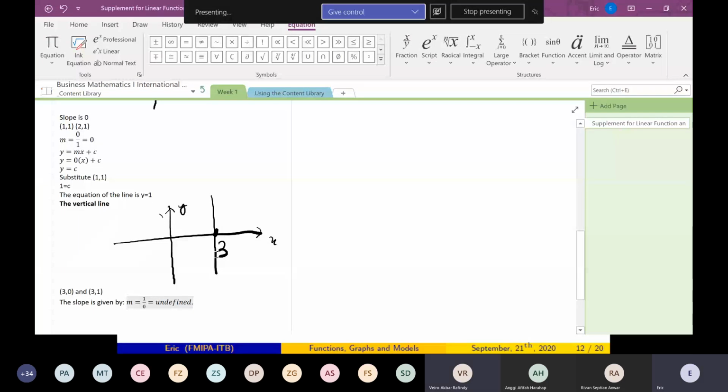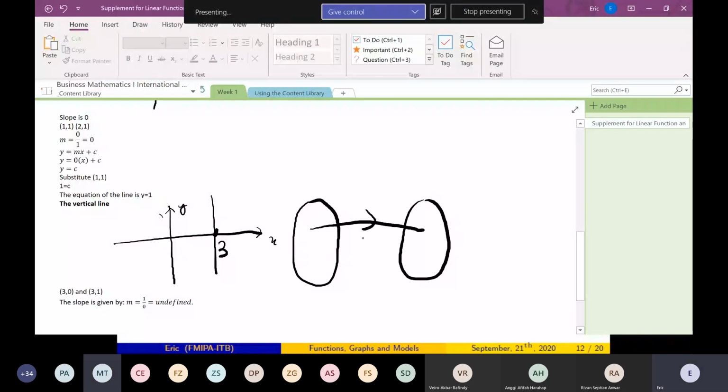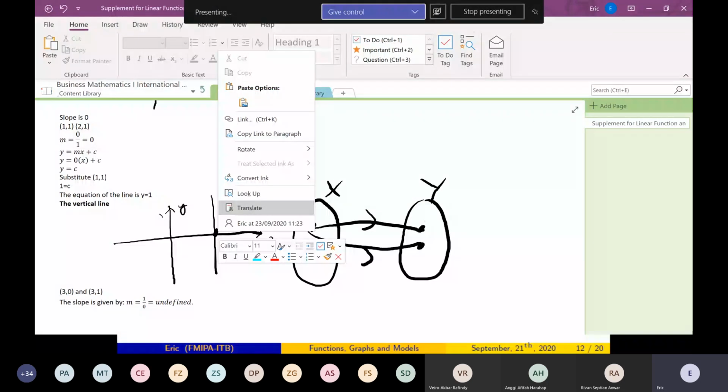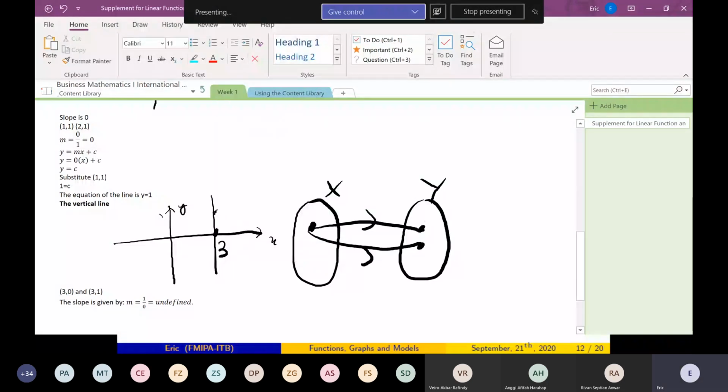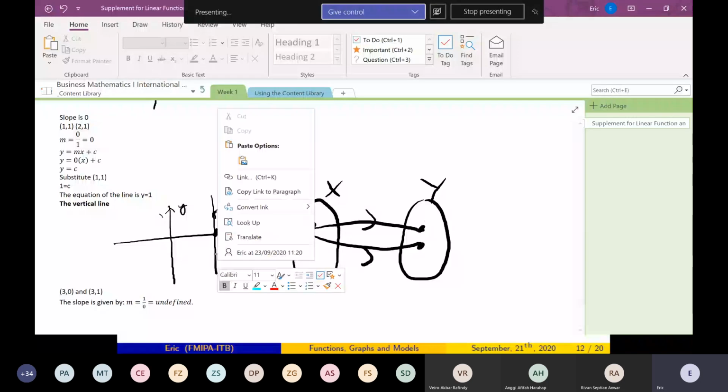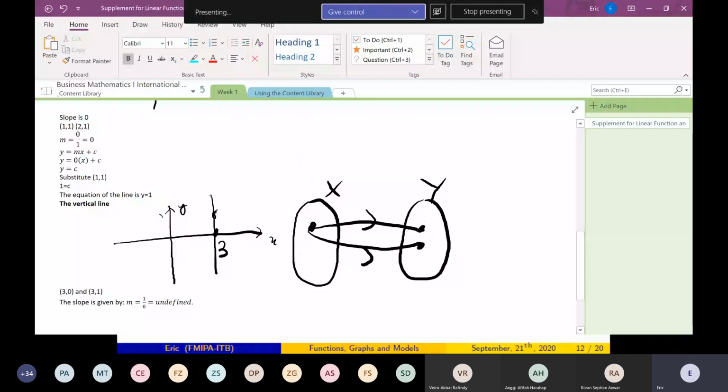You remember when I'm talking about a function, it cannot be like this. If this is x and this is y, you cannot have two points at the y. So if x is 3, you cannot have two y. This is infinitely many y. So this is not a function.